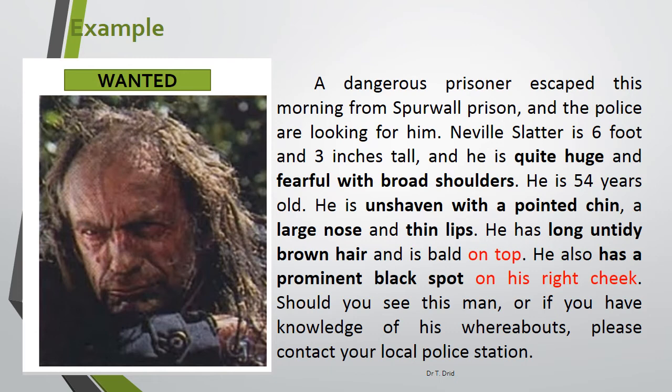We see that the writer managed to draw the same thing as a painter does, and is bald on top. We can see in the picture that in spite of having long and tidy brown hair, the prisoner is bald on top. On top shows the place. He also has a prominent black spot on his right cheek. And this is exactly what we see in the picture on the right cheek. Another preposition of location indicating place. Should you see this man, or if you have knowledge of his whereabouts, please contact your local police station. We notice that in this paragraph, the whole description is positioned within a context which is looking for this person. So giving the details is important to find or to identify the person.